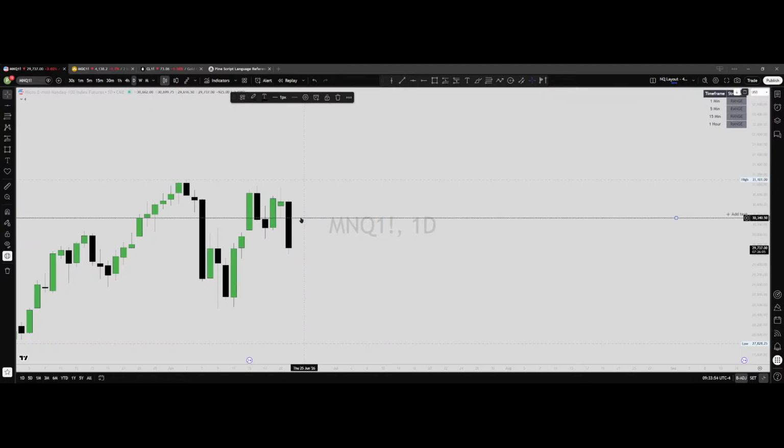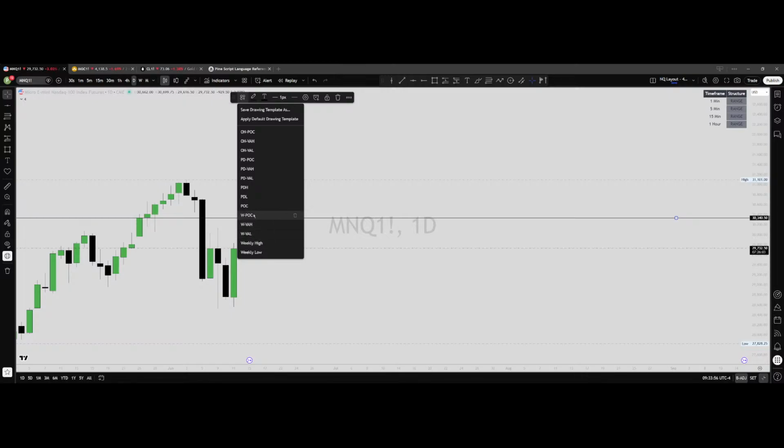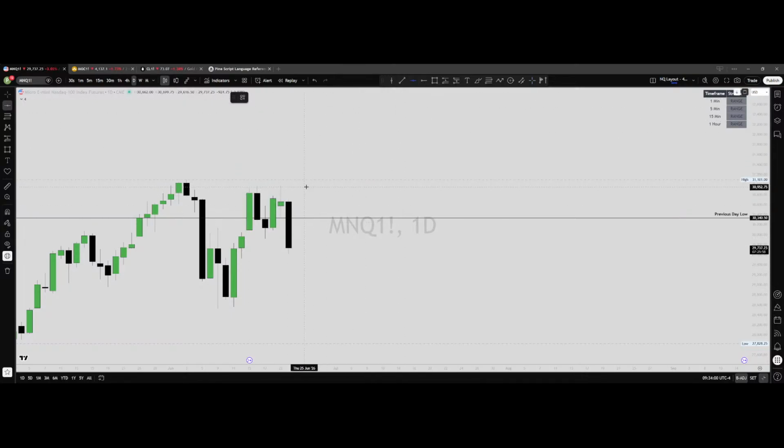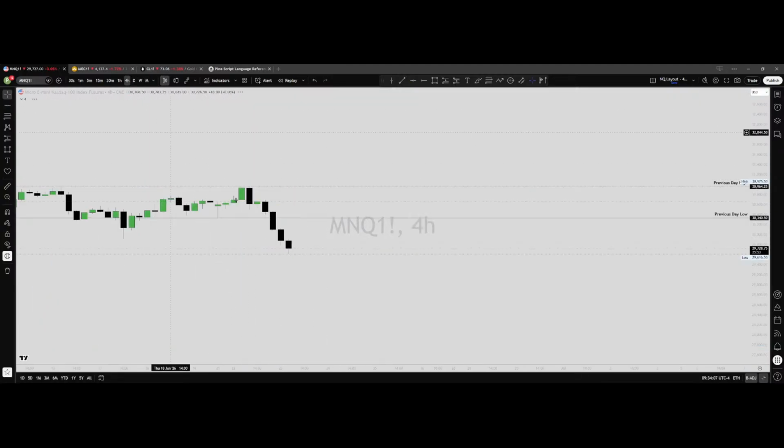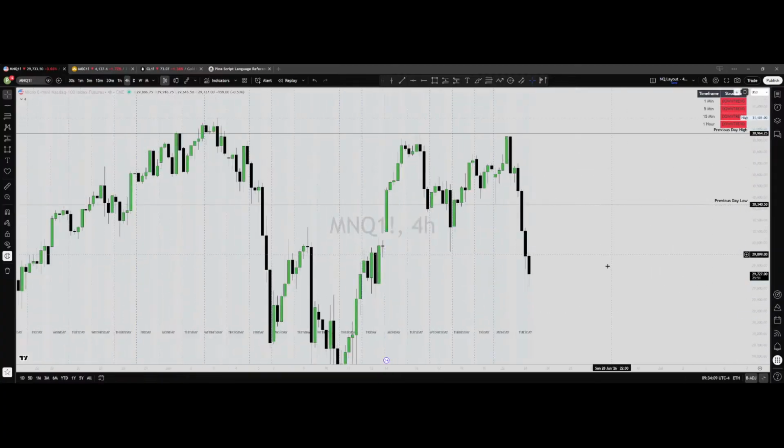Let's start marking previous day low, which is this one. Previous day low, it's right here. This one is previous day high. Price is trading below previous day low, which means it is pretty bearish. Start with 4-hour time frame. What do we have on 4-hour time frame?